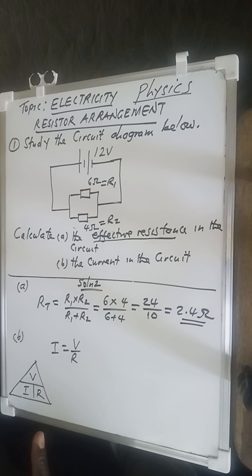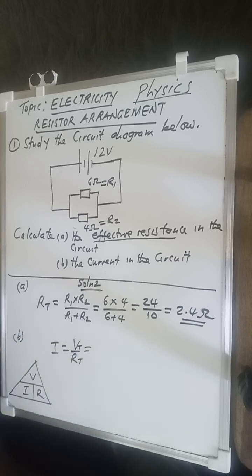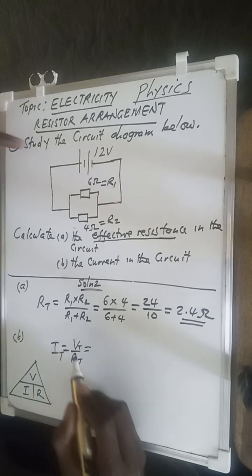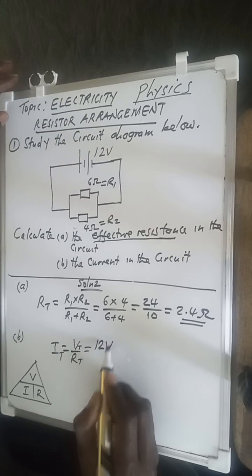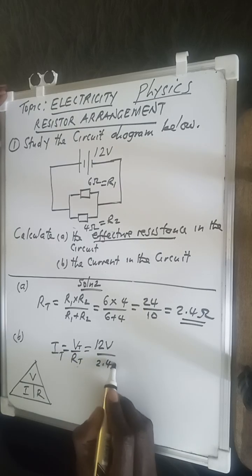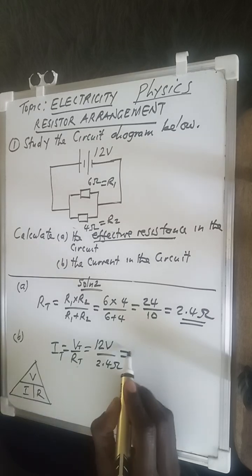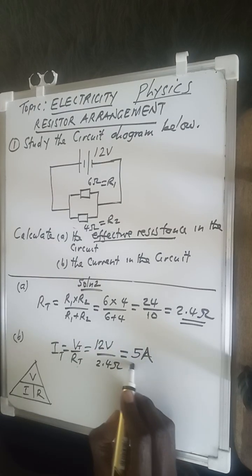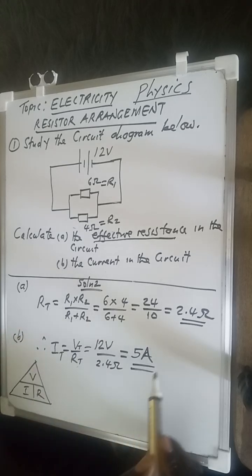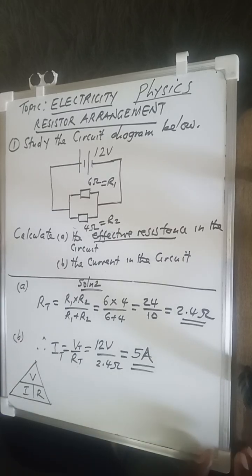So in this case, we are simply talking about the total voltage. So the total voltage divided by the total resistance will give you the total current in the circuit. So what's the total voltage? They gave us 12 volts, divided by the total resistance, which is what we have calculated as 2.4 ohms. So when you use your calculator, 12 divided by 2.4 is going to give me 5 amps. So meaning that is the current that is passing through the circuit. So that is how you can easily go about answering such questions.